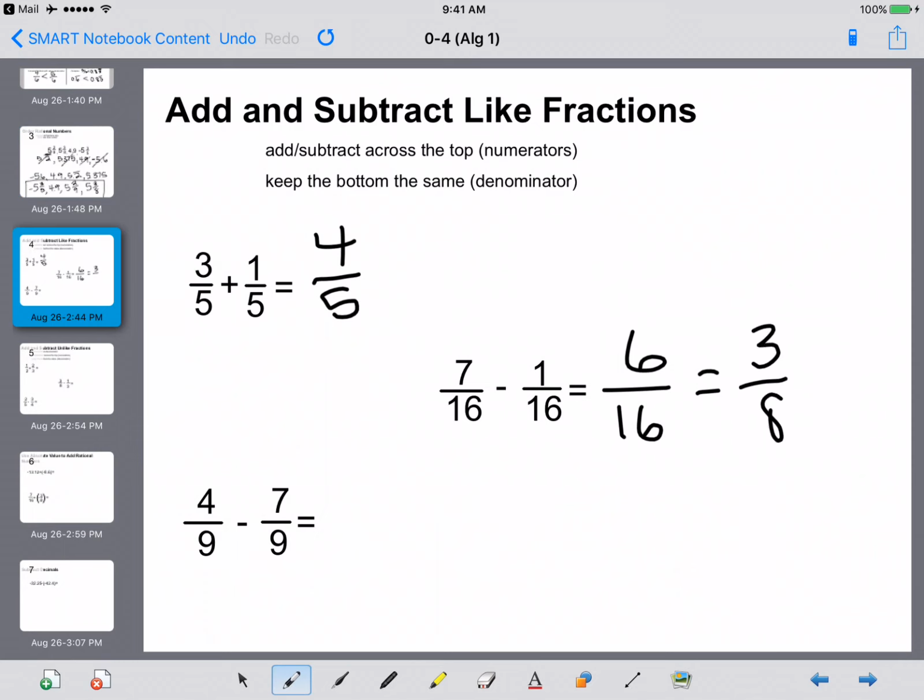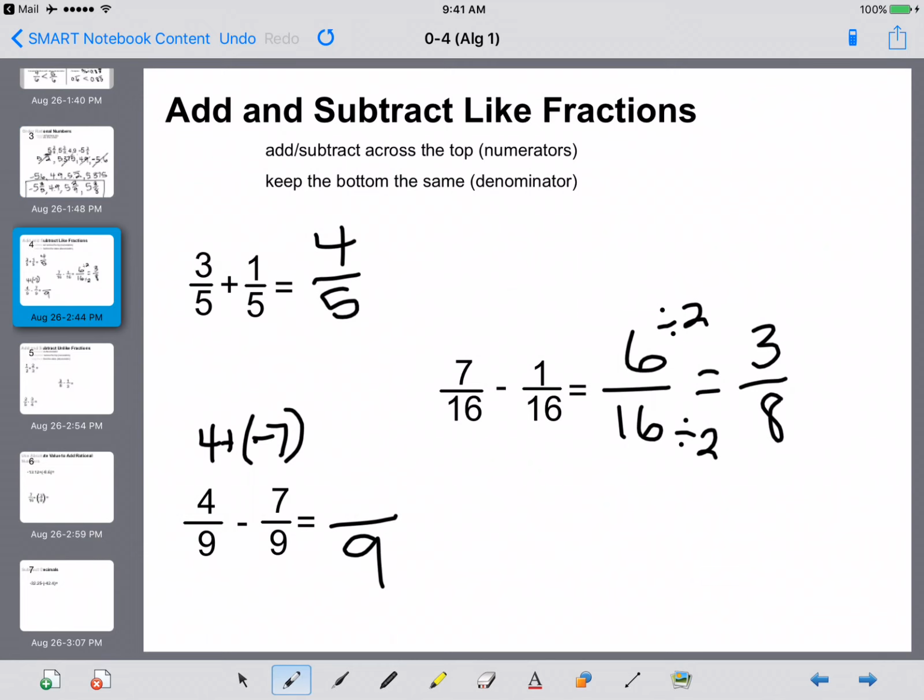3/8, because I divided both the top and the bottom by 2. Our denominator is 9. 4 minus 7. 4 minus 7. That's the same thing as 4 plus negative 7.